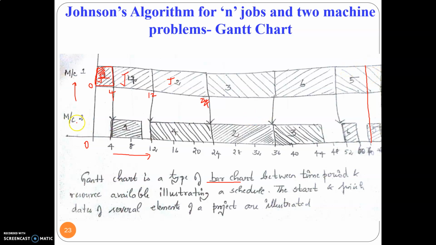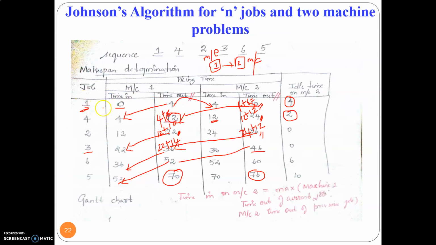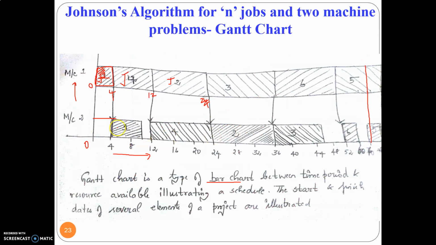Then we are going to plot machine 2. From 0 to 4, machine 2 is idle. Idle time is represented by a blank rectangle. If your rectangle is shaded, it means it is being utilized, and if it is blank, it means it is not being utilized. In machine 2, job 1 is being processed from time period 4 to 10. So from 4 to 10, draw a rectangle, shade it and write J1 inside.